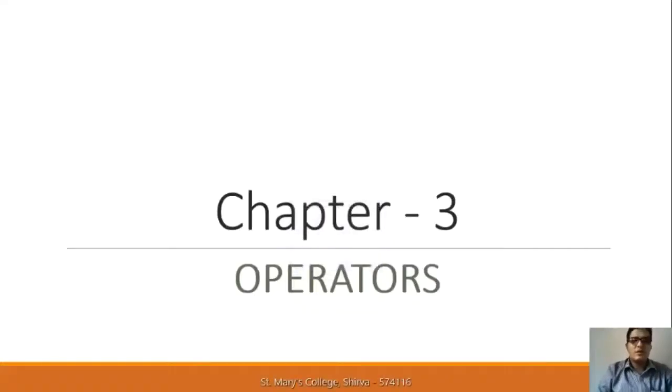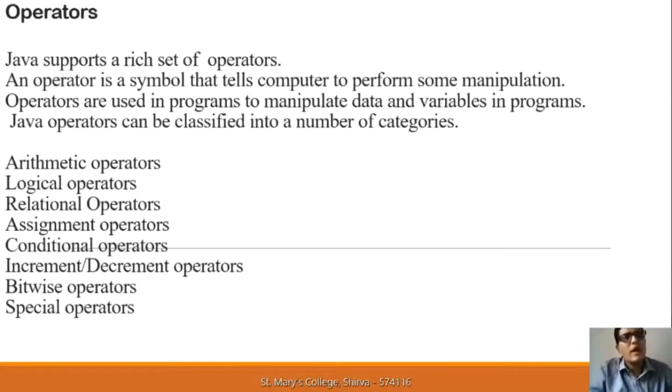Welcome to chapter 3, that is an operator. Already we are familiar with this operator's concept. Let us see what an operator is. An operator is a symbol that tells the computer to perform either arithmetical or logical manipulations. Manipulation in the sense of calculations, right? By using these operators, we can perform various kinds of calculations.